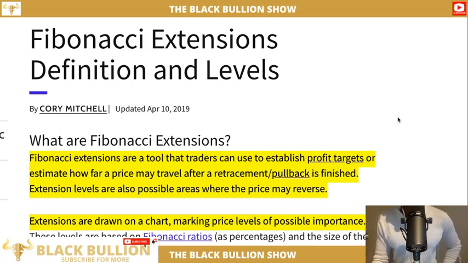Extensions are drawn on a chart, marking price levels of possible importance. Okay, so there we go. Two things to remember: this could be a profit target, and it could be an area where we may see some reversal in price.